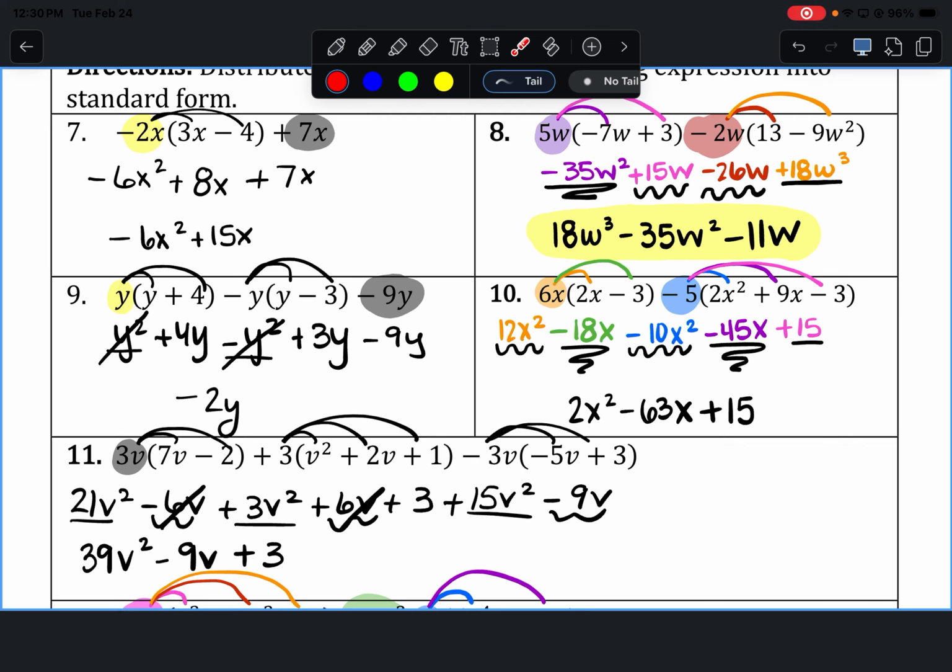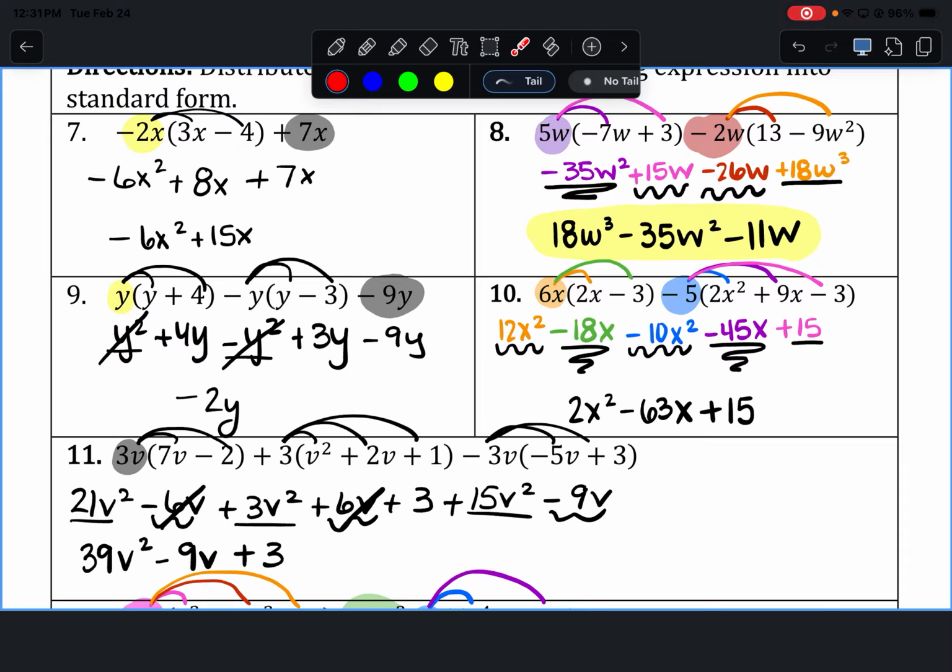The same thing happens with your negative 6v and 6v in question 11 too. Those both cancel out. But that is how we do 7, 9, and 11. Any questions on those 3? Okay, all we're doing is just distributing and then combining any like terms we have. So anytime we are multiplying where one of the polynomials is a monomial, that is what we do. We just distribute, okay? Distribute just like normal, like we're used to.